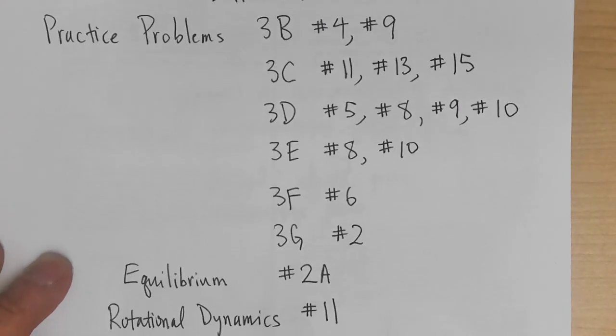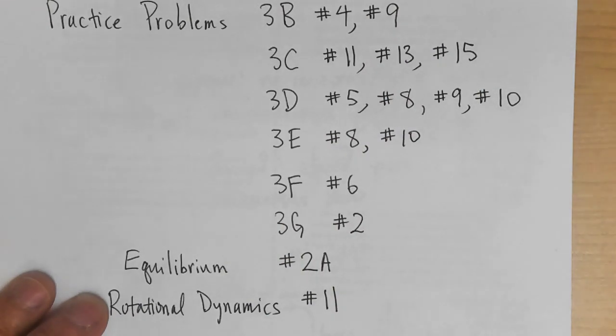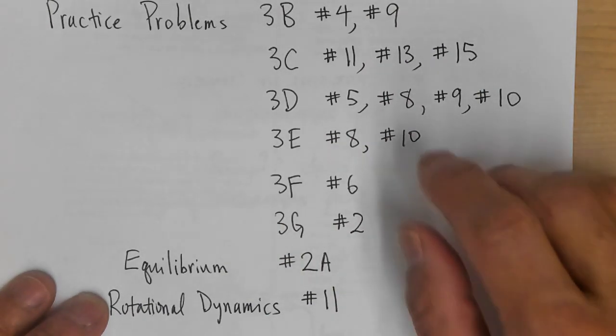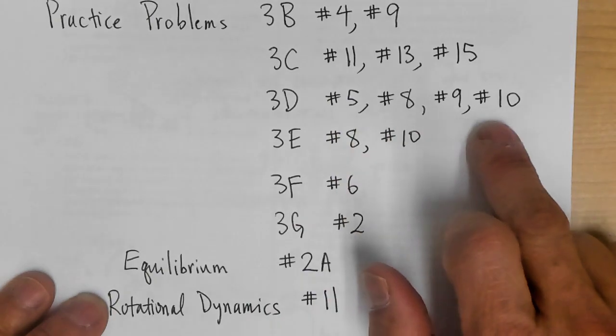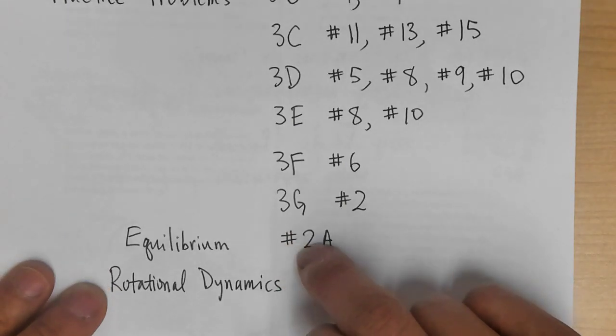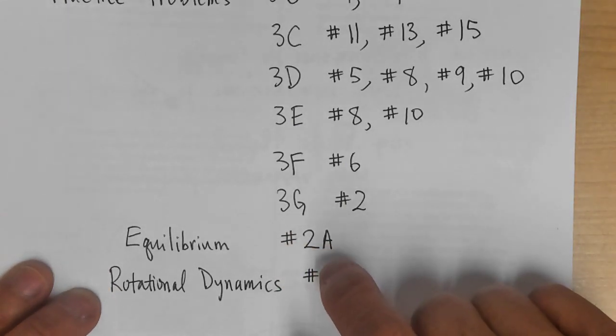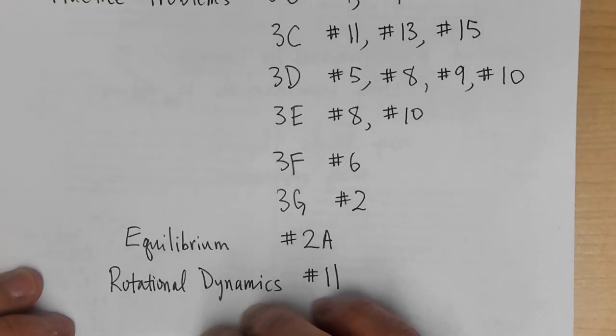Okay, here's the list of the problems we're going to cover. The notes, this sheet of paper, these notes are on our D2L webpage. So 3B, 4, 9, 3C, 11, 13, 15, 3D, 5, 8, 9, 10, 3E, 8, 10, 3F, 6, 3G, 2, equilibrium number 2, part A, rotational dynamics number 11. I've tried to pick problems that are not too difficult, but show concepts, maybe help you get a feeling for the level of problems you should be able to manage.